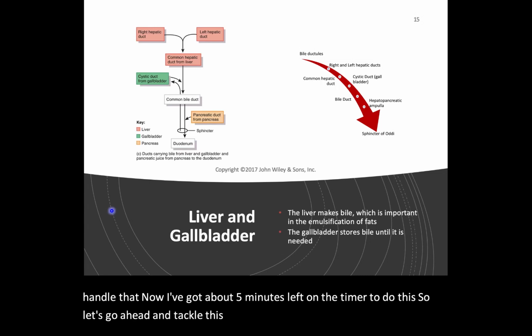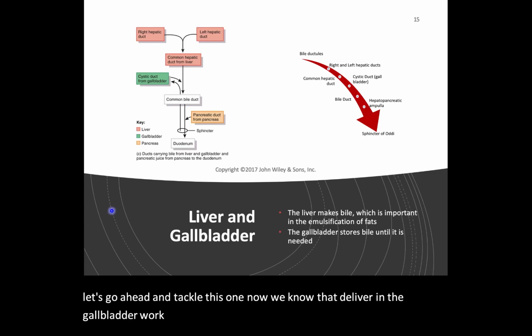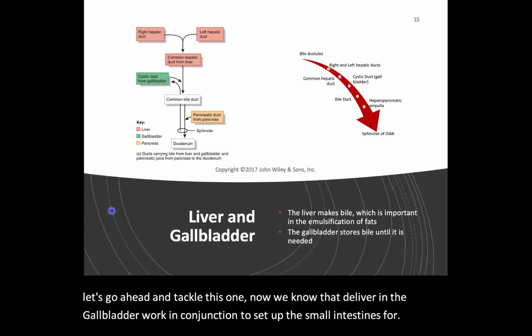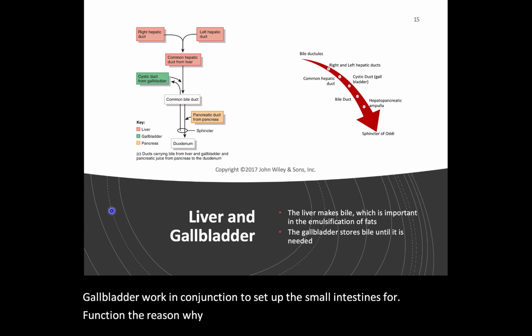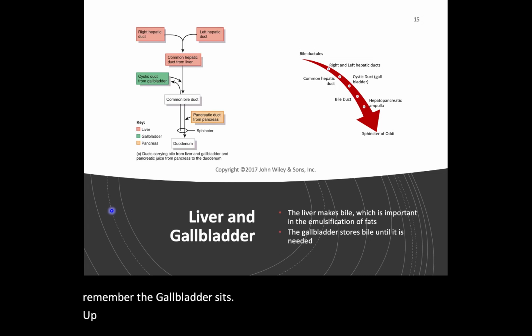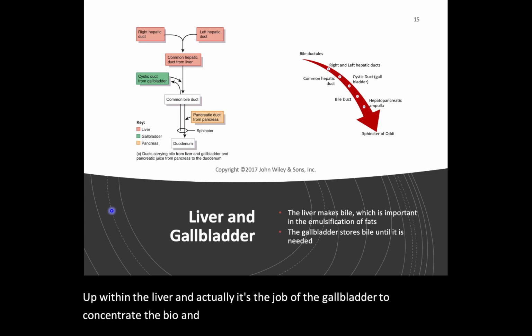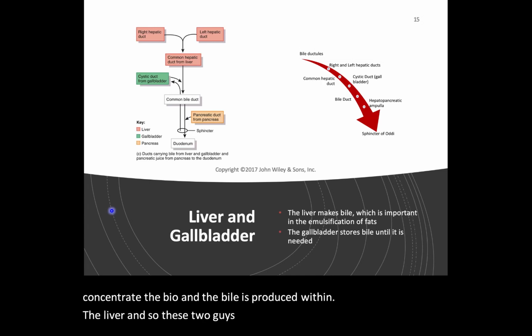We know that the liver and the gallbladder work in conjunction to set up the small intestines for function. The reason we cover these two together is that the gallbladder sits up within the liver, and it's the job of the gallbladder to concentrate the bile, which is produced within the liver. So these two closely work with one another.